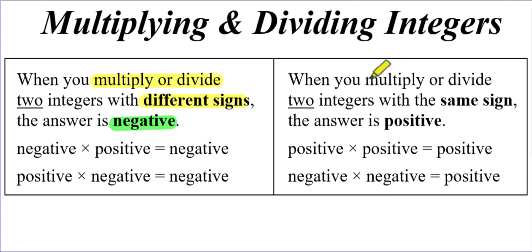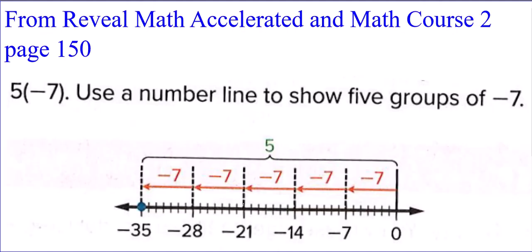Now, when you multiply or divide two numbers with the same sign, either they're both positive or they're both negative, then the answer will be positive. Now, you might be like, Mr. Underkoffler, how do these rules make sense? Okay, let me show you a little something.